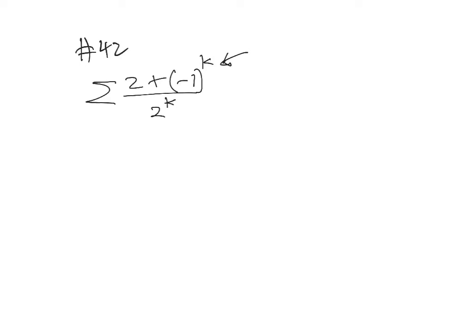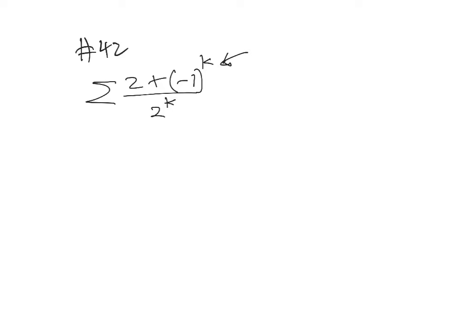From the same page, here is another one. This one is number 42. Same instruction. We have a series, 2 plus minus 1 to the k, divided by 2 to the k. All right. So this minus 1 to the k is a little bit of a nuisance. You need to think about it just a little bit.